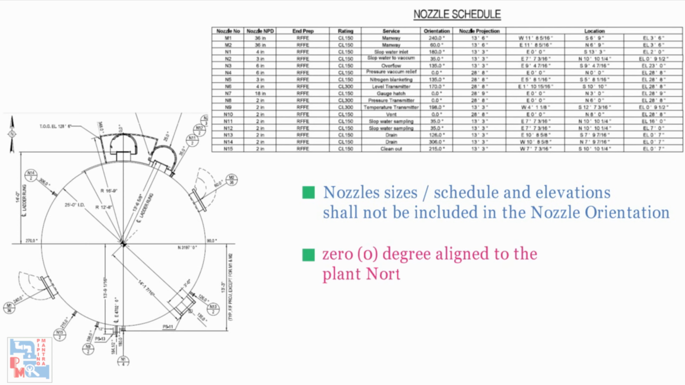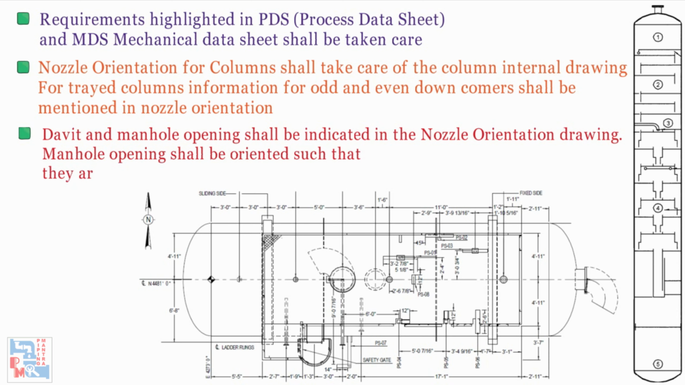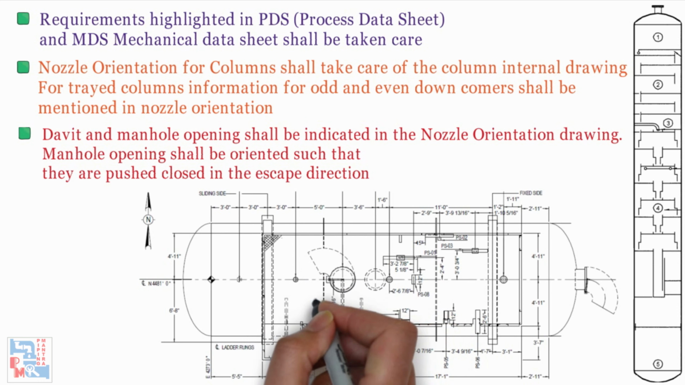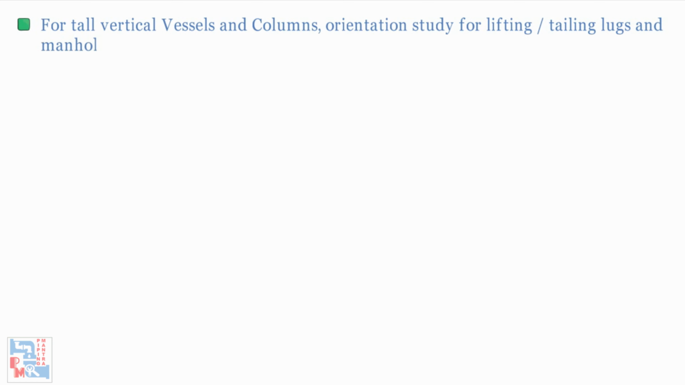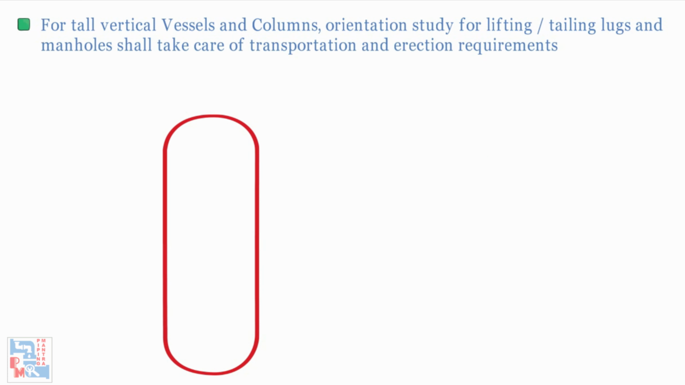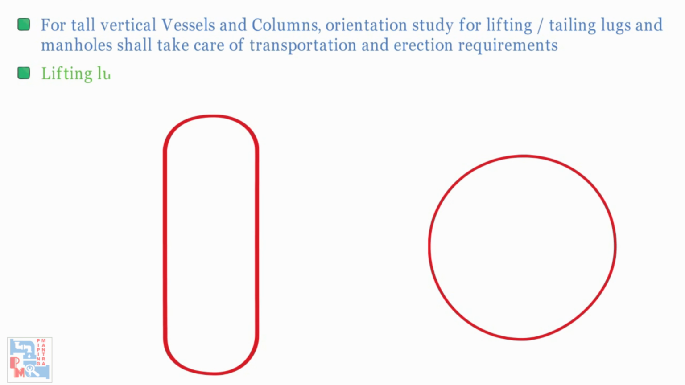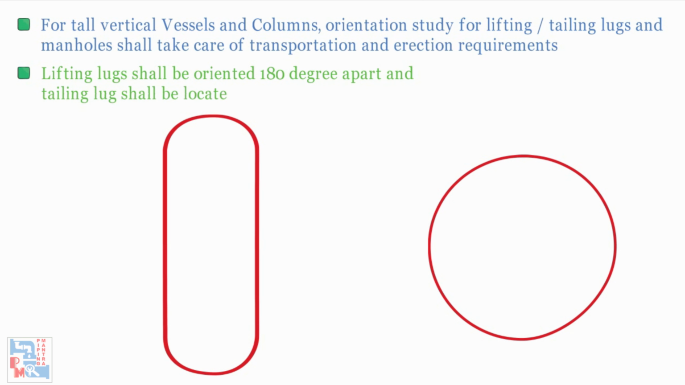Davit and manhole openings shall be indicated in the nozzle orientation drawing. Manhole openings shall be oriented such that they are pushed closed in the escape direction. For tall vertical vessels and columns, orientation study for lifting and tailing lugs and manholes shall take care of transportation and erection requirements. Lifting lugs shall be oriented 180 degrees apart and tailing lugs shall be located 90 degrees to the lifting lug.